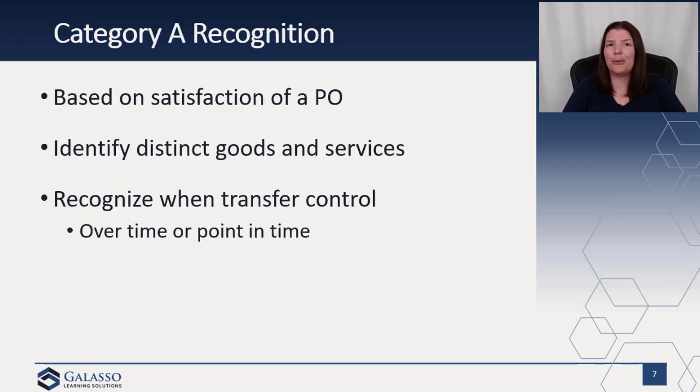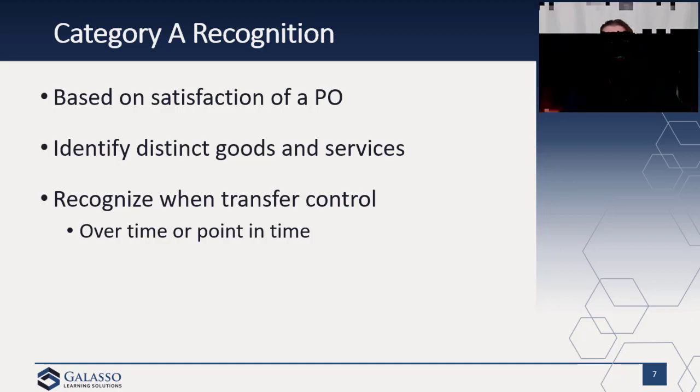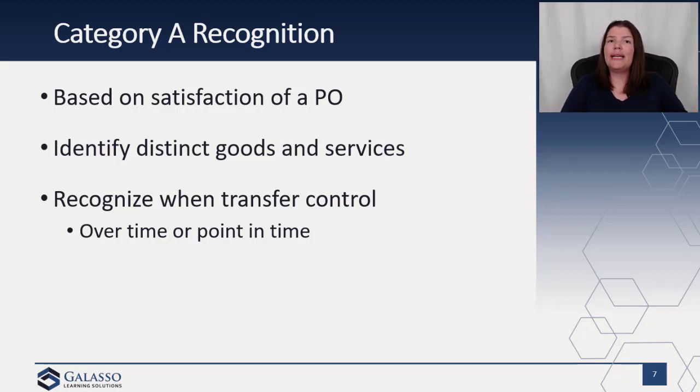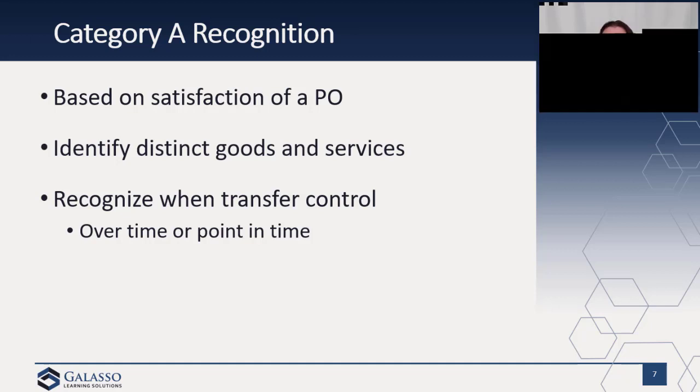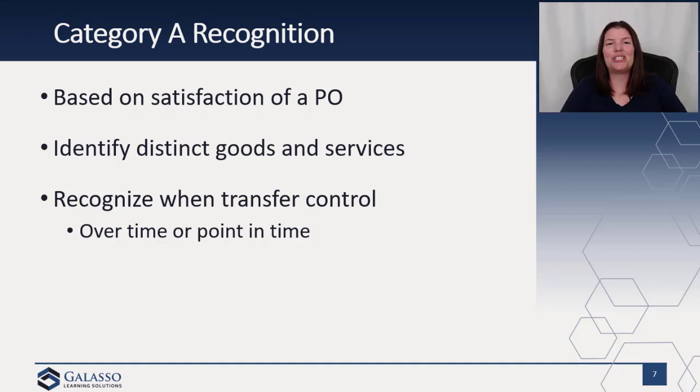So when we look at category A, when do we recognize it? So we've categorized it into A and B. When we're looking at category A, the question is, when would we have recognition? And it would be based on the satisfaction of a performance obligation. So very similar to the terminology that we see for FASB, you would have to identify your distinct goods and services, and then you would recognize when you transfer control of those goods or services and you satisfy that performance obligation, whether that's over time or point in time. Very similar with nuanced differences to our FASB standard.